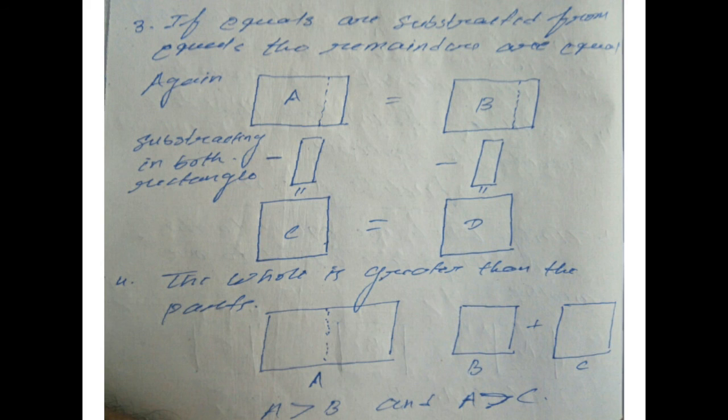So these are the assumptions made by Euclid which are universal truths, and they can be used in the whole of mathematics. So these are known as axioms, and the universal truths which are used only in geometry are known as postulates. We will study about Euclid's postulates in the next class.